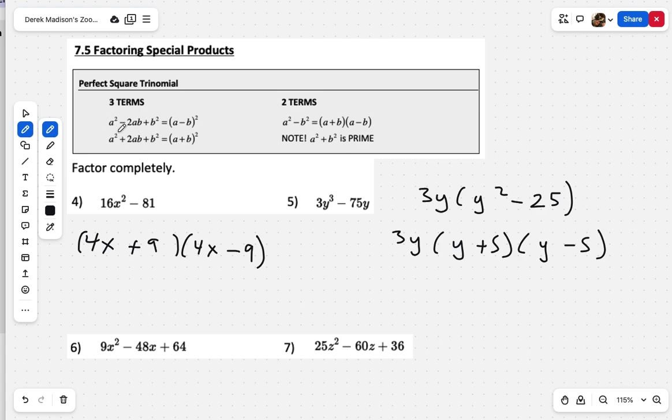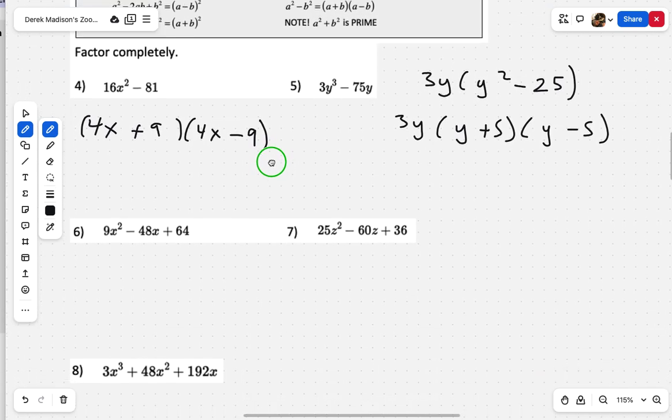And the way to tell them apart is if it's a minus on the middle term, it's a minus, a plus gets you a plus. If you write these side by side and FOIL them out, you'll find you get this every single time, so that's why the formulas work.